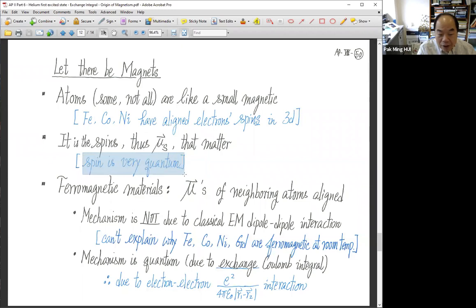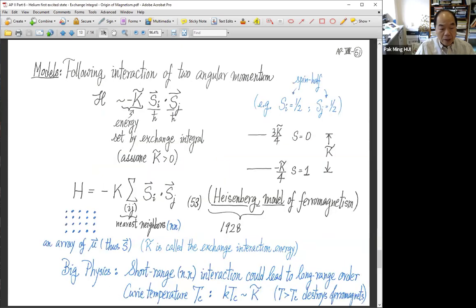The first has to do with spin alignment, and spin is already very quantum stuff. There's no classical analogy. Secondly, we now understand it is due to Coulombic interaction rather than classical dipole moment interaction. Then we have this kind of model Hamiltonian that is very famous in condensed matter physics. Thousands of PhD or master theses have been written around this topic.